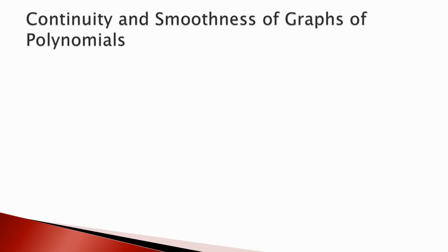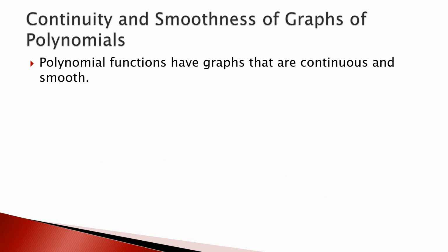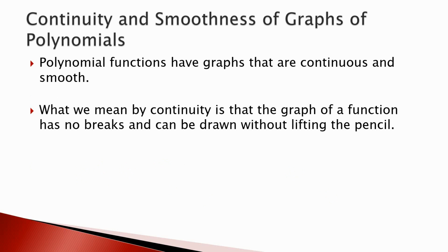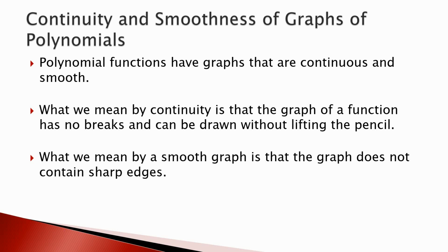Continuity and smoothness of graphs of polynomials. Polynomial functions have graphs that are continuous and smooth. What we mean by continuity is that the graph of a function has no breaks and can be drawn without lifting the pencil. And what we mean by a smooth graph is that it does not contain any sharp edges.